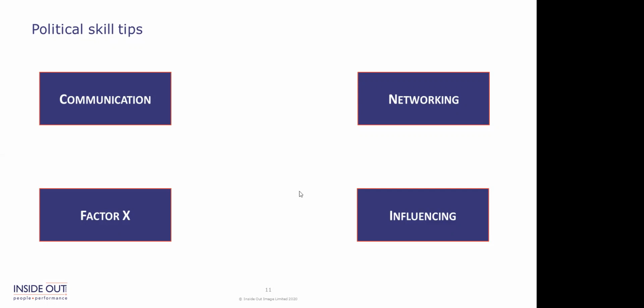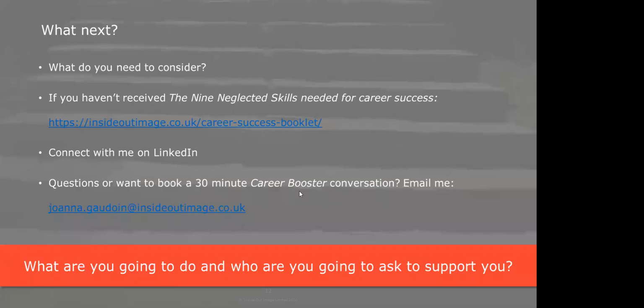So I hope that's given you a bit of a taster for the different skills that you need to work on to be positively politically intelligent. If you have more questions, you're very welcome to get in touch with me. But I'd like you to think about at this point, what do you need to consider? Where are you in terms of office politics? Do you avoid it? Do you think you navigate it well, or do you need to work on some elements?